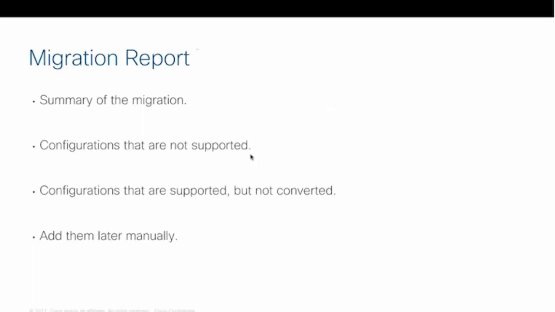Now we will talk a little about the migration report. The migration report basically presents us with a summary of the migration. If there are any configurations in the ASA configuration file which are not supported for the migration, then those will be listed in the migration report. Also, if there is any configuration that the migration tool could not convert, even though it was supported, that also will be listed in the migration report. These configurations can be added later to the FirePOWER Management Center once the migrated configuration has been successfully imported into the FMC.